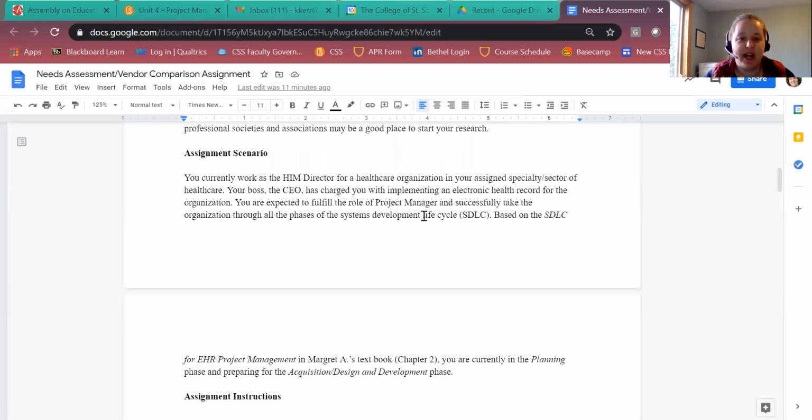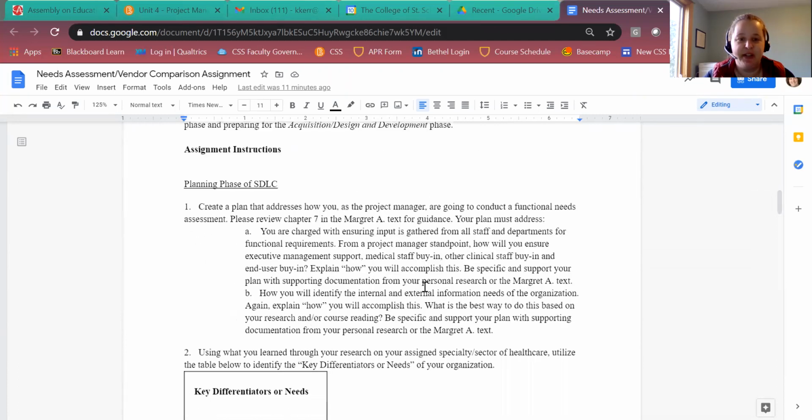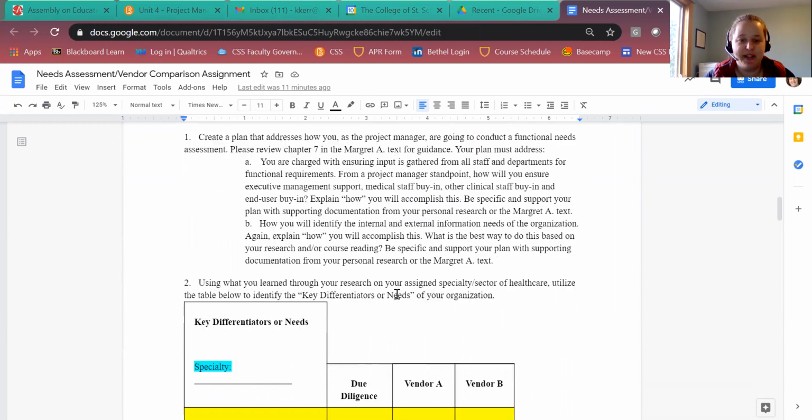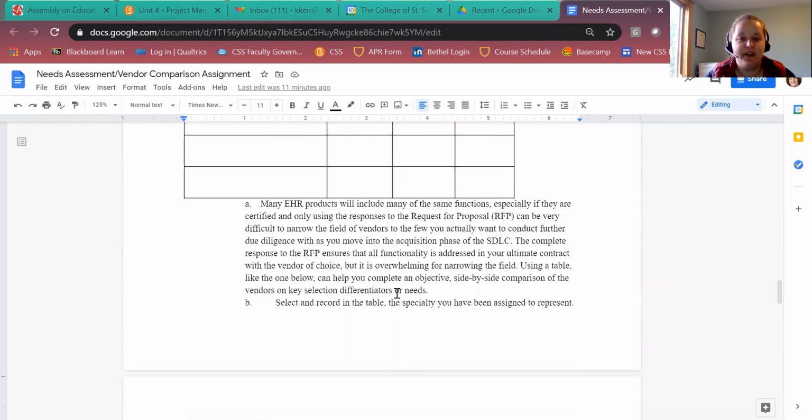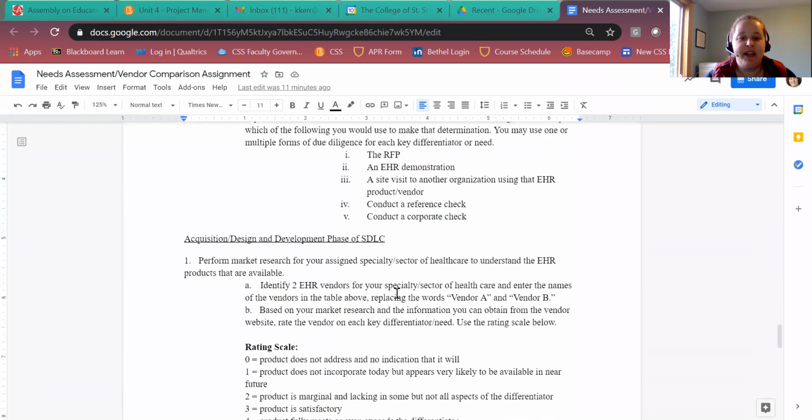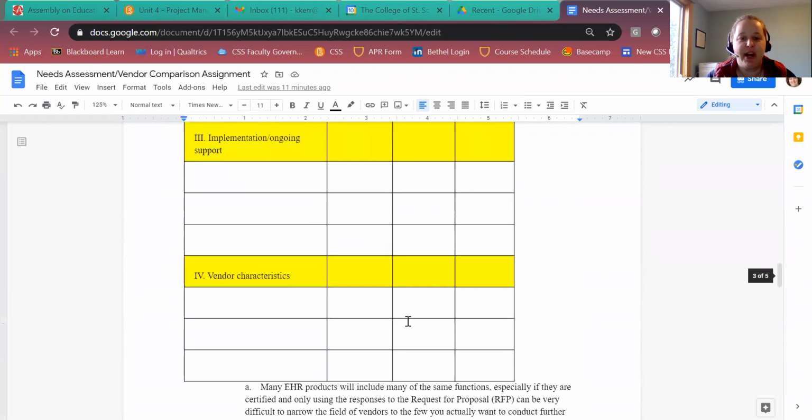Please make sure that you read the entire scenario and the entire introduction. This assignment has three phases. We have the planning phase of the system development life cycle, where you're conducting a functional needs assessment. Formally there are two steps, but you could look at it as three. And then there is the acquisition, design, and development phase. I'll start up here at the top.